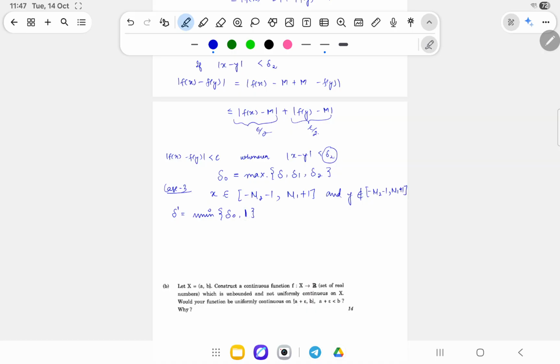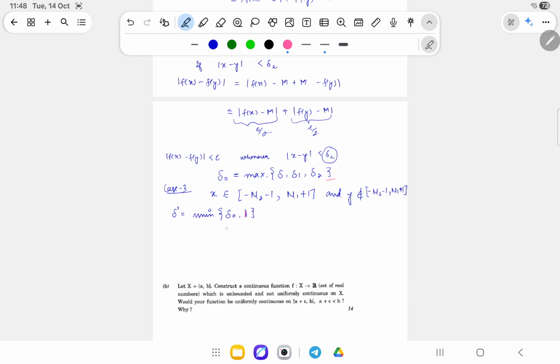And why are we choosing so? Because while proving uniform continuity, we assure that these two x and y are close enough. Only then can we check that the function values at those points are also close enough. For example, if in this case my delta is greater than 1, then x and y will have a distance greater than 1 unit. So that doesn't make sense. So in order to avoid such a case, we are choosing that our delta dash is the minimum of delta naught comma 1, and delta naught is basically the maximum of all these three.